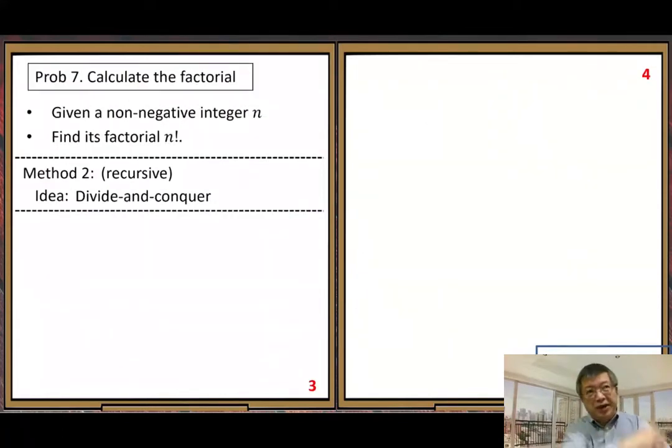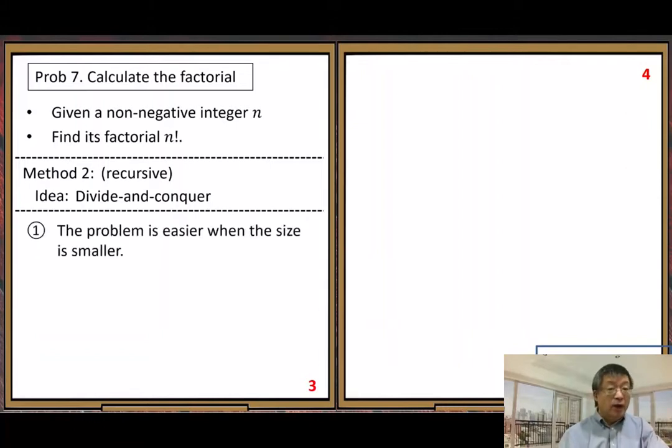Next, let us look at the solution of method number 2, the recursion way. First, let me give you 3 properties for the recursive method. The first one: the problem is easier when the size is smaller. That's true. When we start from the very beginning, the size is very small, then the problem is very easy.